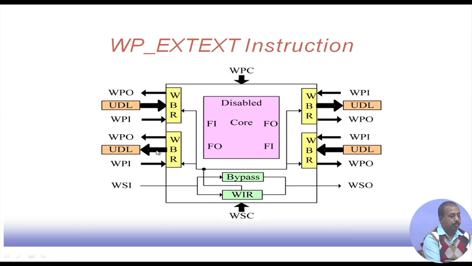Then the WPO lines will be collecting the responses, and through this WPO line we can take out the response. Here the scan control has been told that it will be a parallel operation. So, the instruction register is loaded accordingly. When it is a parallel operation, the serial part will be disabled and this whole thing will go in parallel. So, all these UDLs will be tested in parallel by loading the test pattern through this WPI line and getting the responses through the WPO lines.